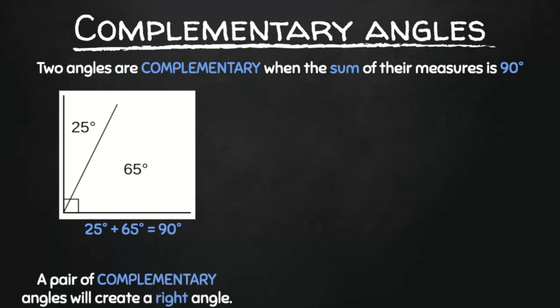A pair of complementary angles are always going to create a right angle. So this symbol here tells us that it's a right angle. It also tells us that it's 90 degrees. 90-degree angles are always right angles. One way that I remember what complementary angles are is that a compliment is the right thing to do. So if you compliment someone, you're being kind, that's the right thing to do. And then complementary angles are right angles. So that might help you out.